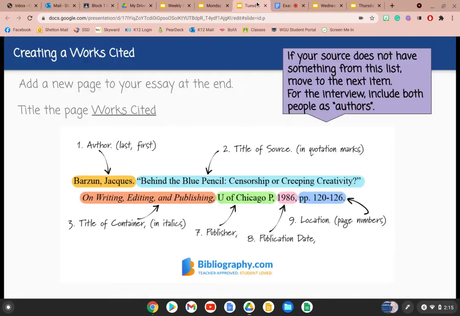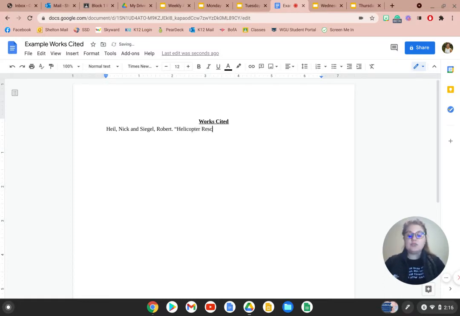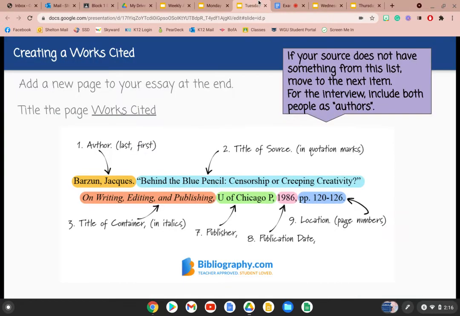And then what do we need next? We need to put a period after their name, then the title of the source. So, period, quotation marks, "Helicopter Rescues Increasing on Everest." All right.